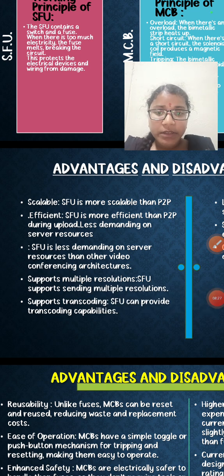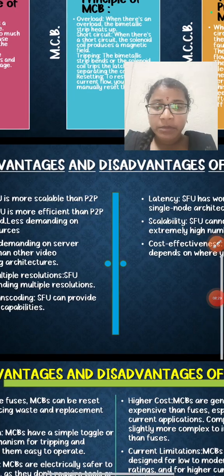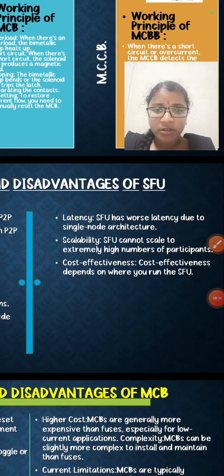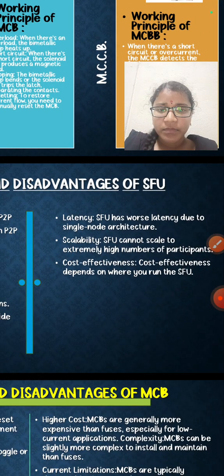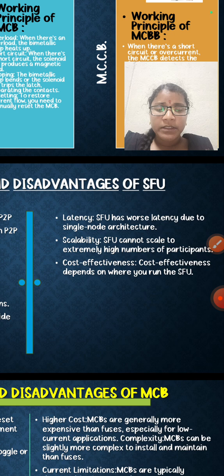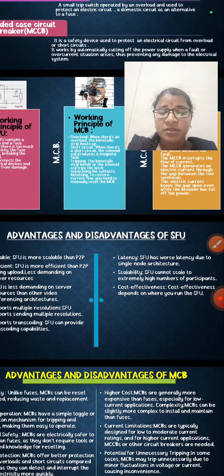SFU can provide transcoding capabilities. Next, what are the disadvantages? Latency: SFU has less latency due to single node architecture. Scalability: SFU cannot scale to extremely high numbers of participants. Cost effectiveness depends on where you run the SFU.